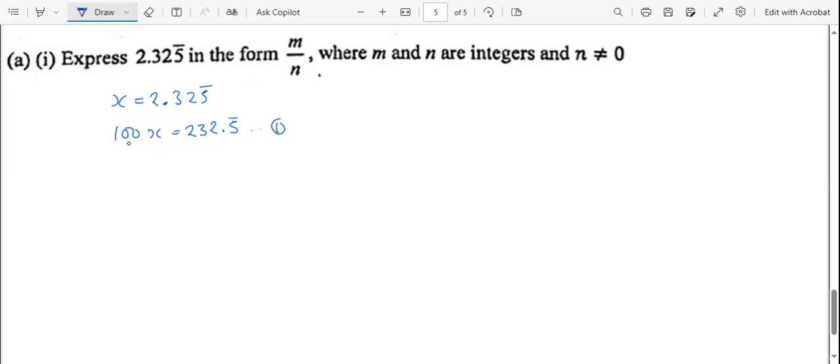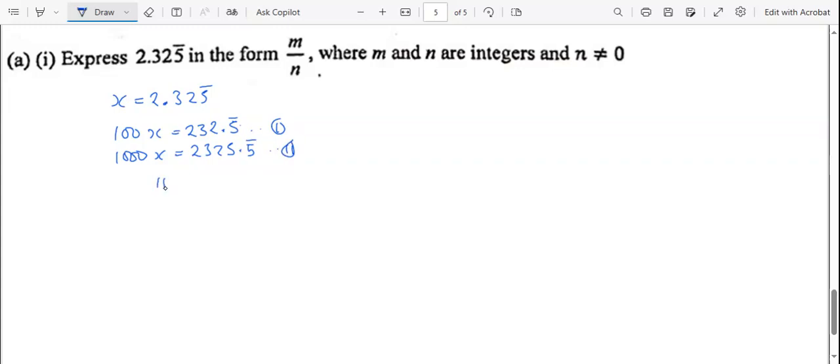So this will be our equation 1. Then our equation 2 will be, we need to make sure at least this one also, the one which was in the back, comes there. So I multiply by what? By 10, this equation by 10. So that will be 1000x is equal to 2325.5 bar. So that will be equation 2.